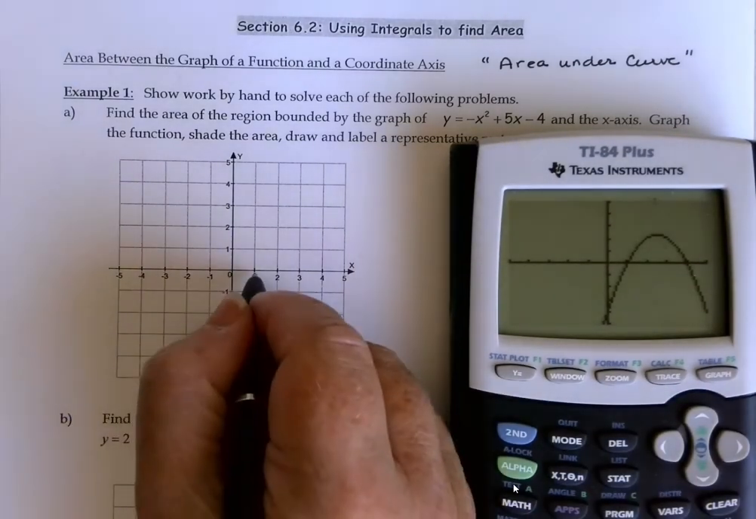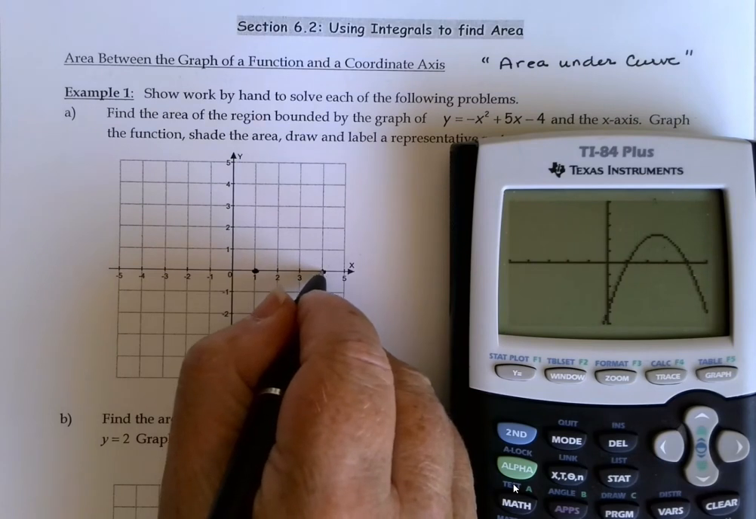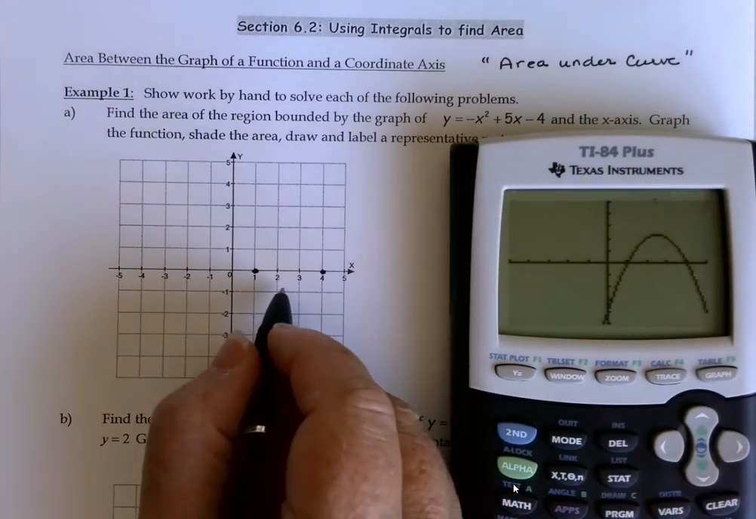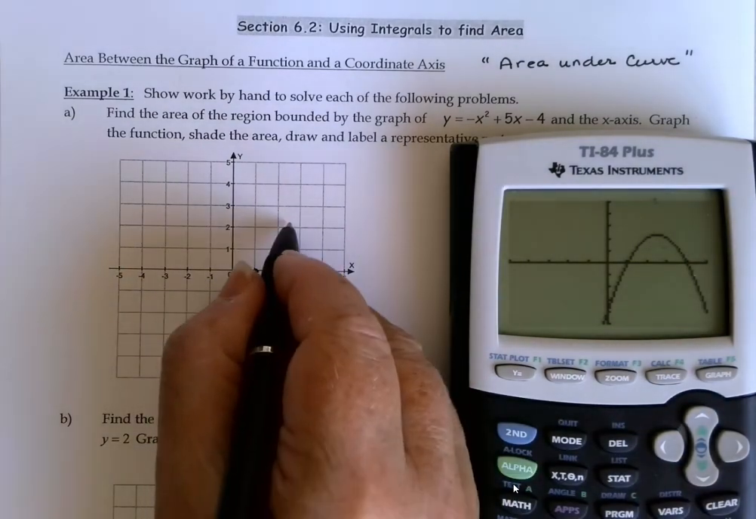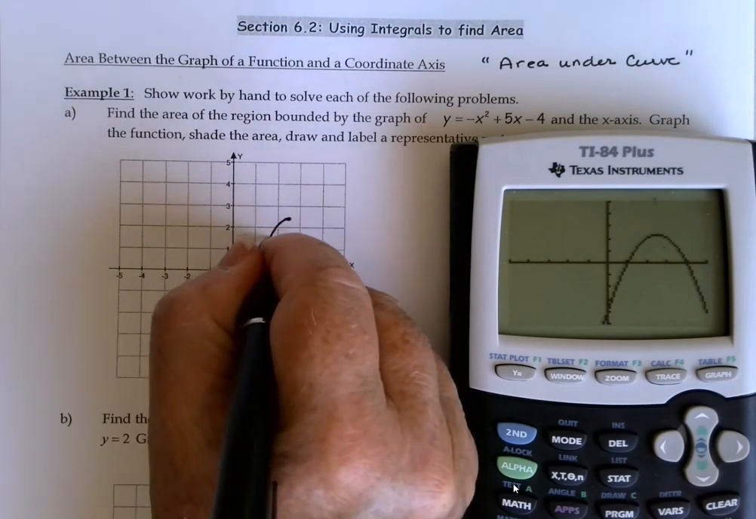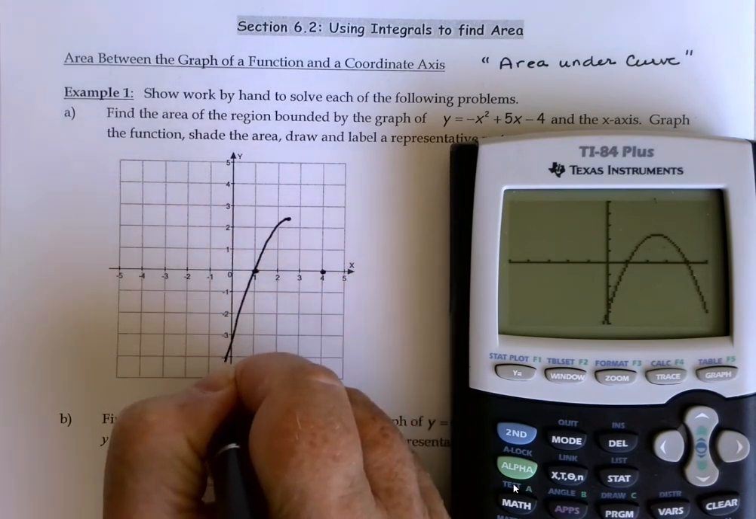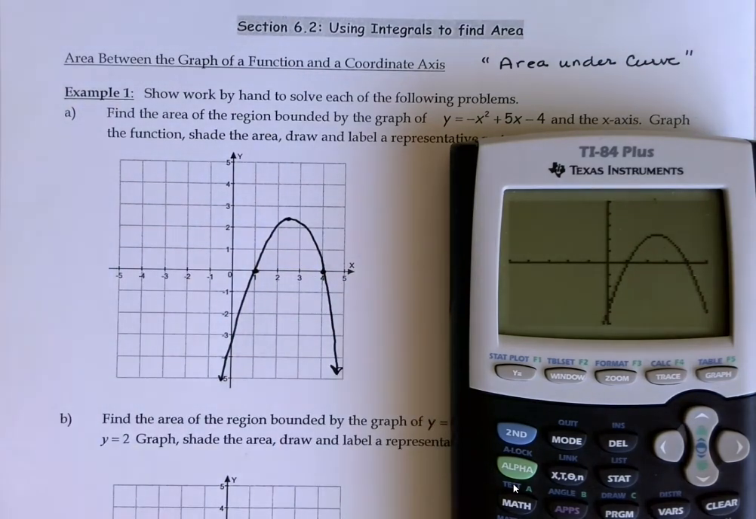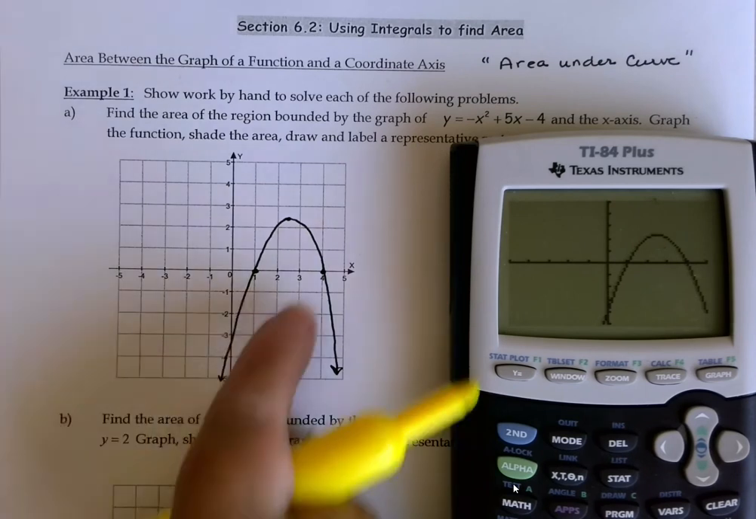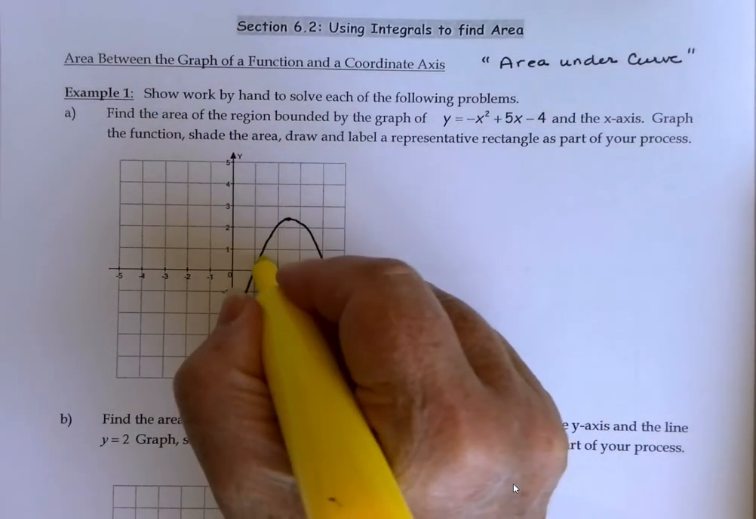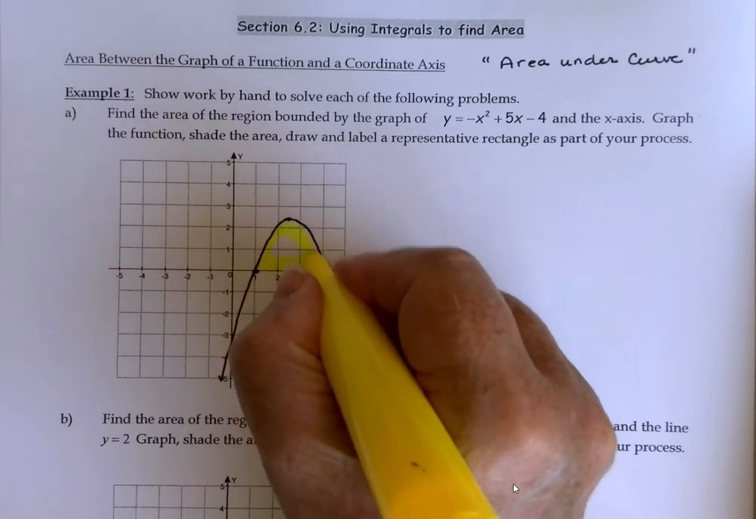It looks like the x-intercepts are 1 and 4. I can verify that as well. And it looks like the vertex is somewhere around 2.5, 2.5, right about there. And I'm just going to sketch in that upside down parabola. All right, so what I'm looking for is the area underneath that graph, or between that graph and the x-axis. So I'm looking for this area right in here.